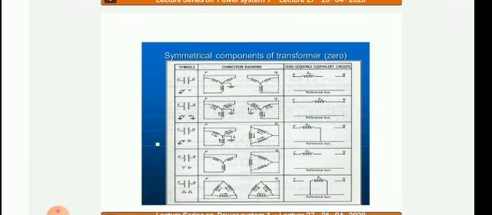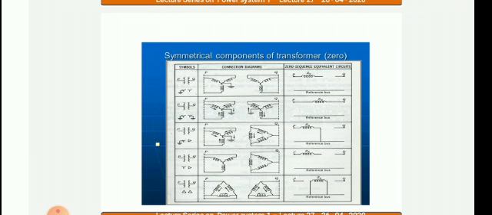Consider the second one. In the second case, it is star star, both grounded. When both are grounded, both the primary as well as secondary series switches will be closed, and as there is no delta, the shunt switches will be open. So we can see that between the primary and secondary, the zero sequence impedance Z0 is connected.